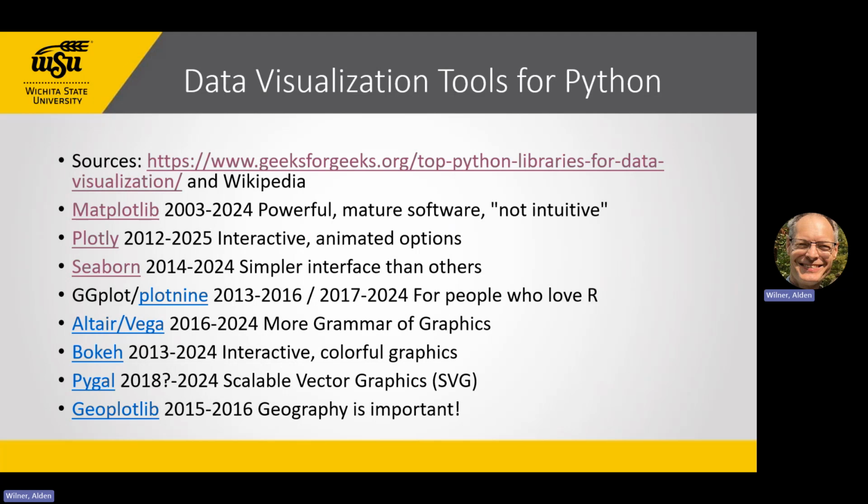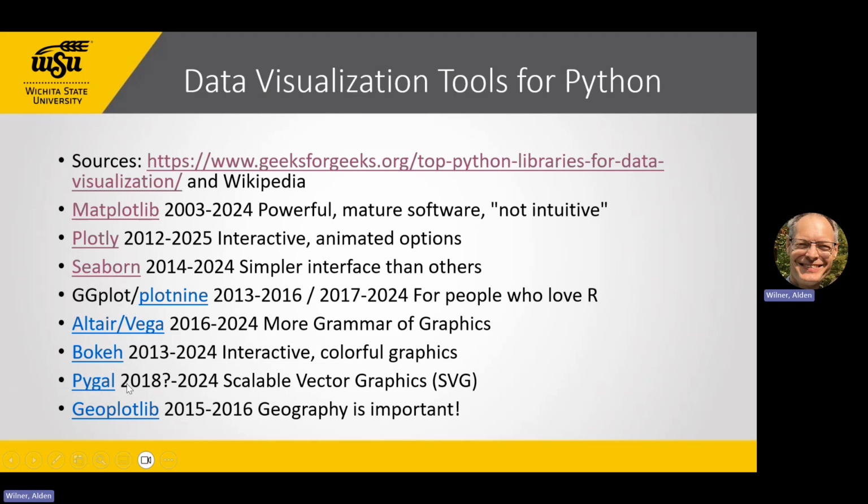Altair Vega is another tool, started in 2016, still active. It is focused on the grammar of graphics. Bokeh is focused on interactive, colorful graphics. It's kind of closer to the Microsoft Power BI stuff, but using a programming interface. And it also uses grammar of graphics. Seaborn uses the grammar of graphics.